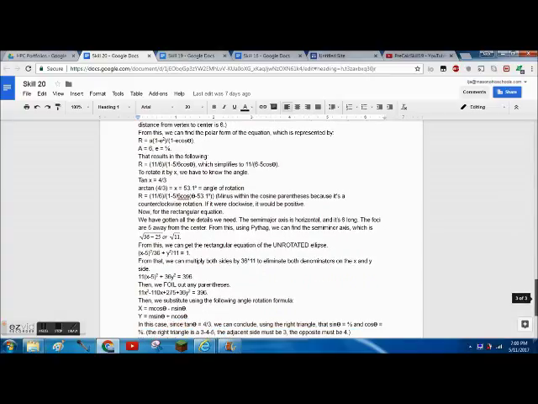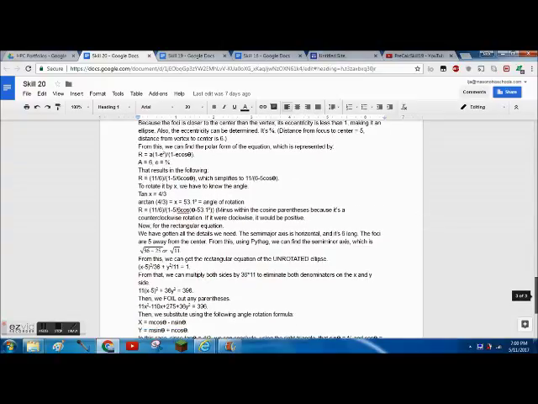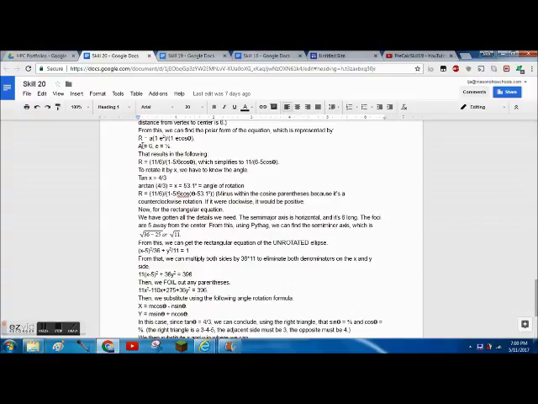From this, we can quickly find the polar form of the equation, which is once again represented by our polar formula: r equals a(1 minus e squared) over (1 minus e cos theta), where e is the eccentricity, and a is going to be the length of the longer side. a equals 6, e equals 5/6. This results in the following. And after you do the simplification, in which case you just multiply everything by 6, you get this.